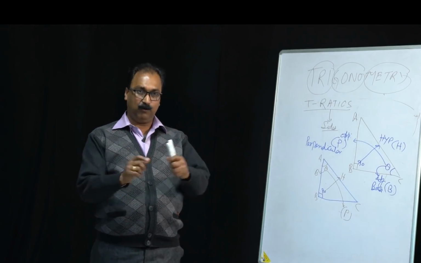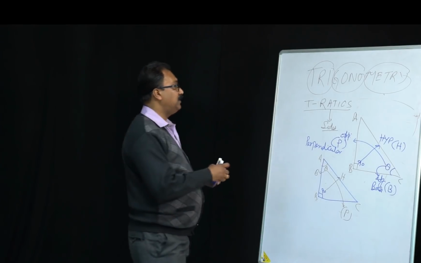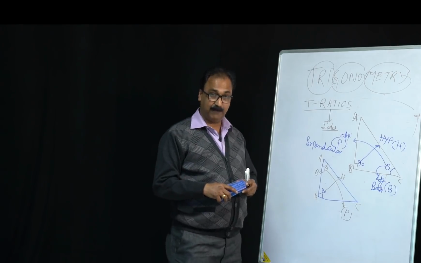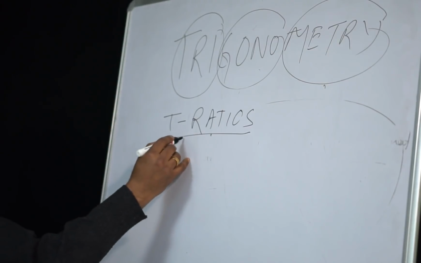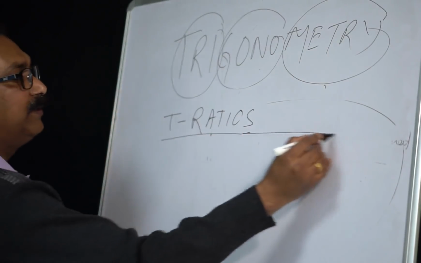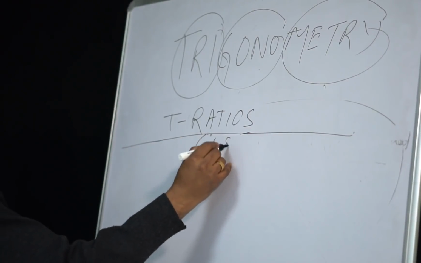So we have to bring a copy and note down whatever we teach you. Clear? I hope you understood. Now we come to the types of trigonometric ratio. How many trigonometric ratios do we have? Okay, see, we have 6 trigonometric ratios. 6 T ratios.